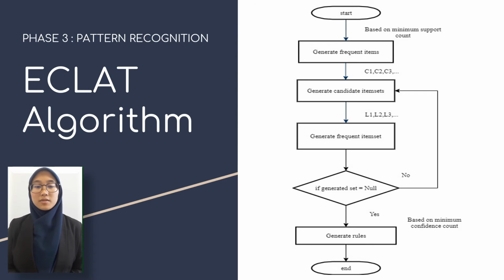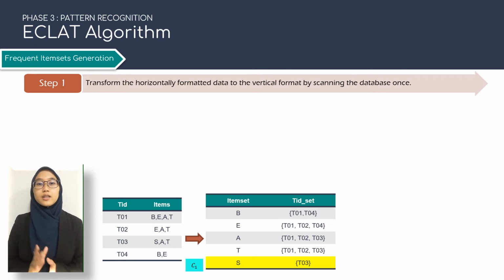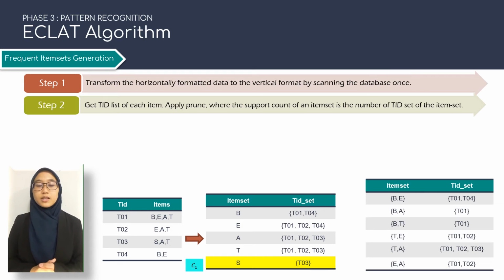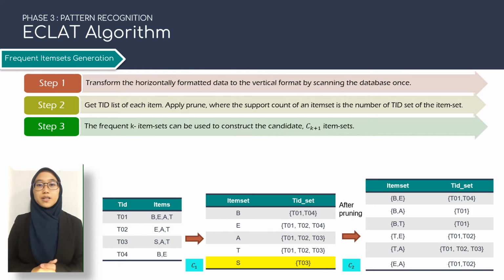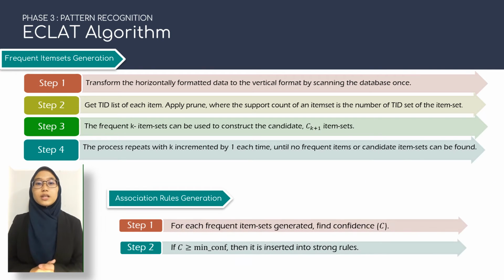Next is the Eclat algorithm. The following figure shows the flowchart of the algorithm. In the Eclat algorithm, there are 4 steps involved in the frequent item set generation. Step 1. Transform the horizontal data into vertical data by scanning the database once. Then, get the transaction ID list for each item and apply prune. The frequent k item set can be used to construct the candidate C k plus 1 item sets. The process repeats with k incremented by 1 each time until no candidate item sets can be found. The association rule generation in Eclat uses the same approach as the Apriori algorithm.